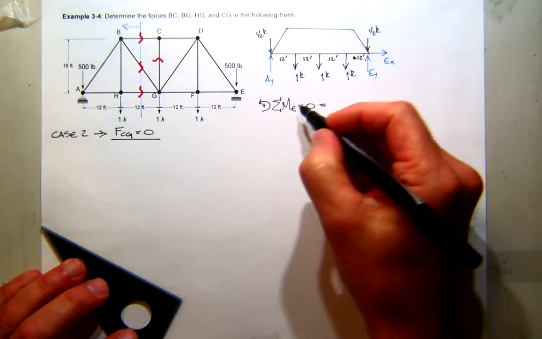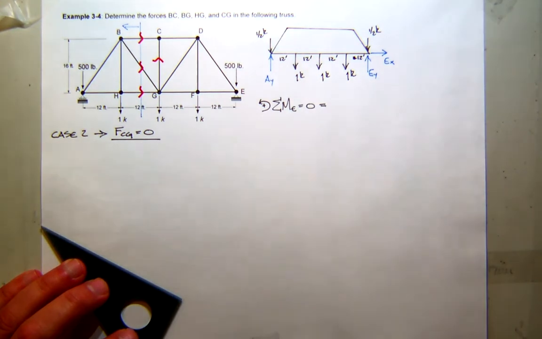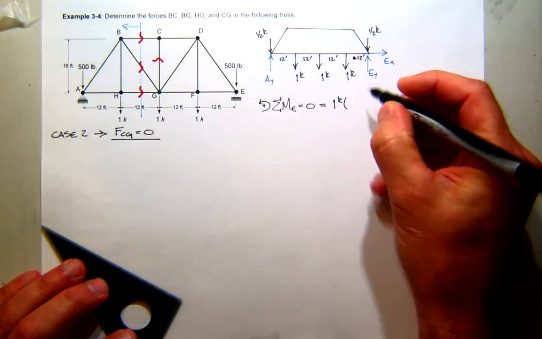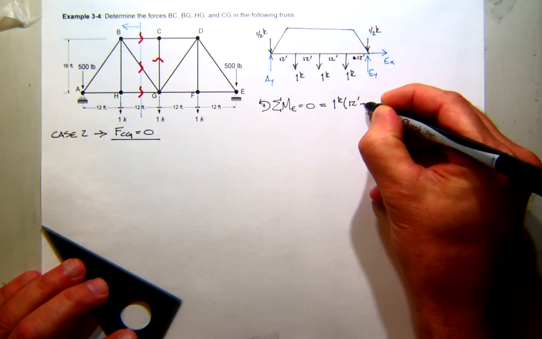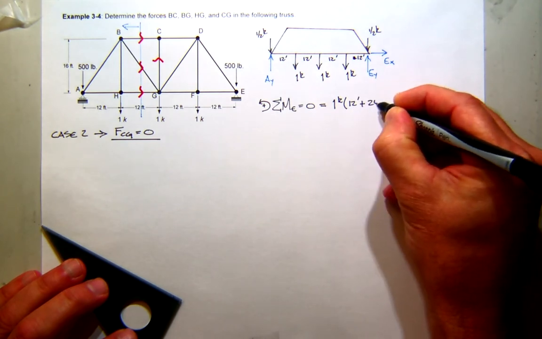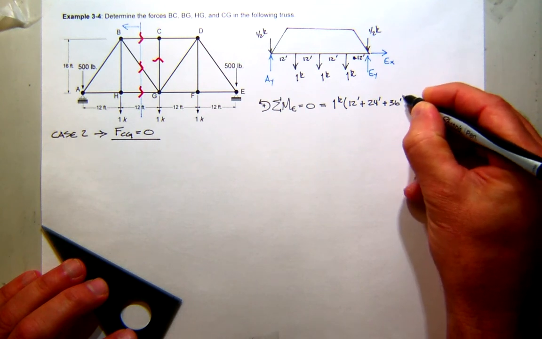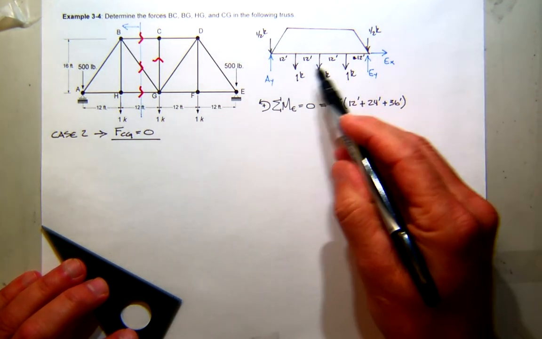Okay, so summing moments about E, I got 1, 2, 3 1 kip forces, right? And they're all creating what kind of moment about E? Positive or negative? Positive. So I'm going to factor out the 1 kip force, and I'm just going to keep track of the moment arm. So the first force would be 12 feet. The second force would be 24 feet. And the third force would be 36 feet. That's the moment of 1, 2, 3 forces.